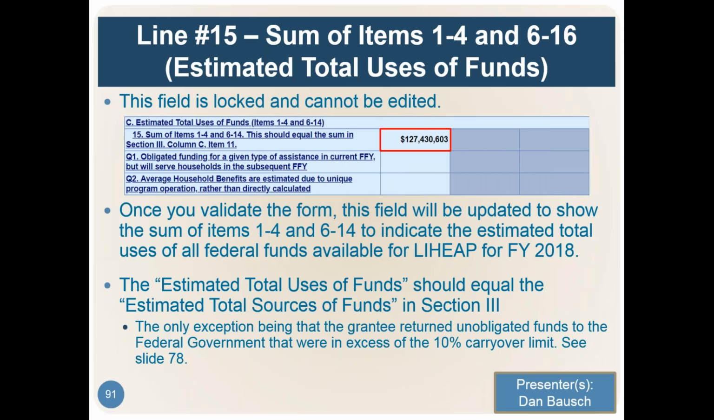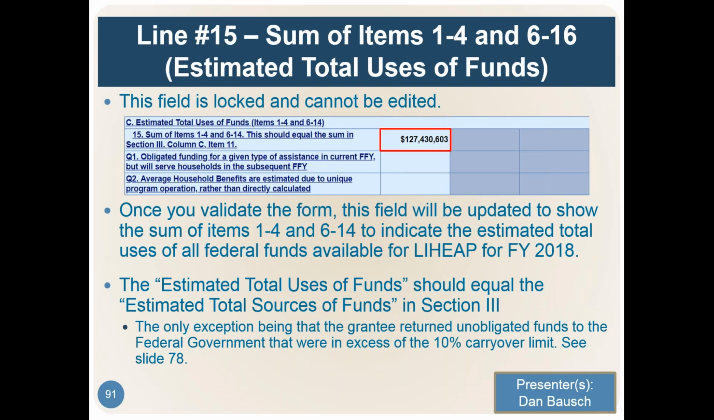Okay, line 15 is another example where the form will calculate this line for you. It's going to sum up all the prior lines in Section 4, uses of funds, and give you the total amount. This happens once you go to validate the form.